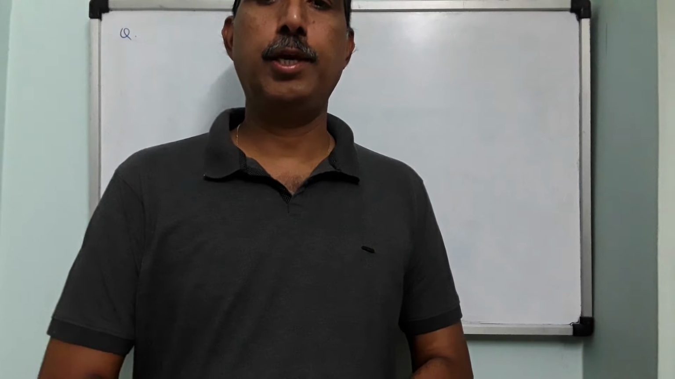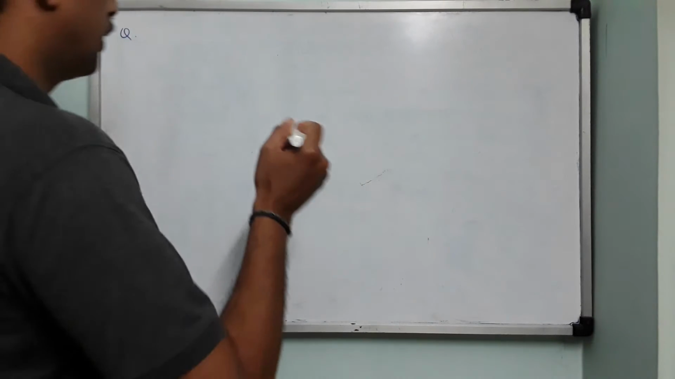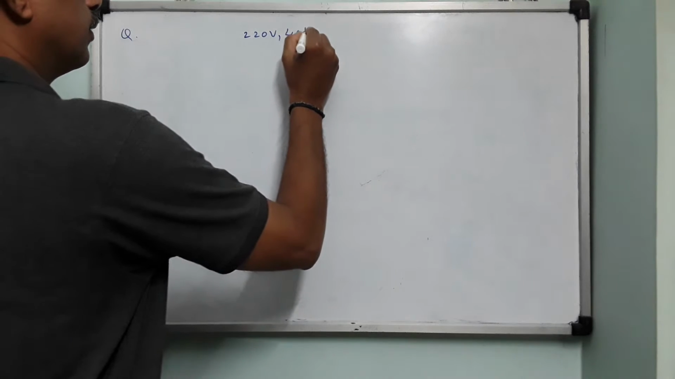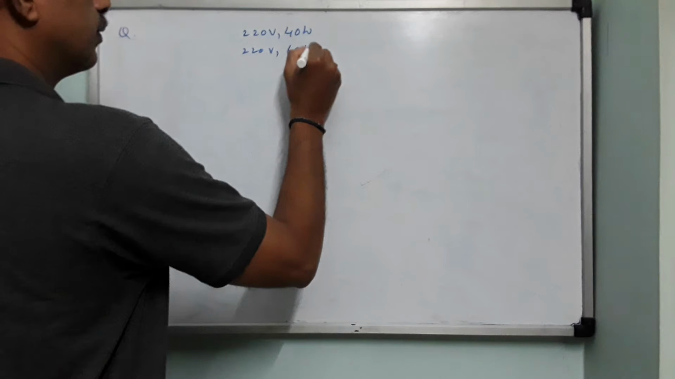In the previous class we discussed series and parallel combinations of resistors and also the power rating of a bulb. A bulb is rated as 220 volt, 40 watt. Another bulb will be rated as 220 volt, 60 watt.